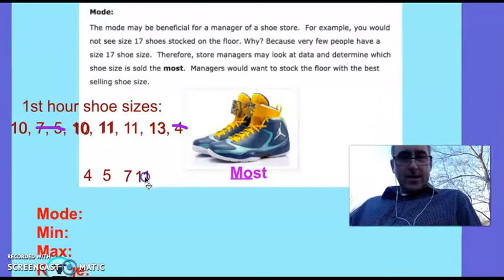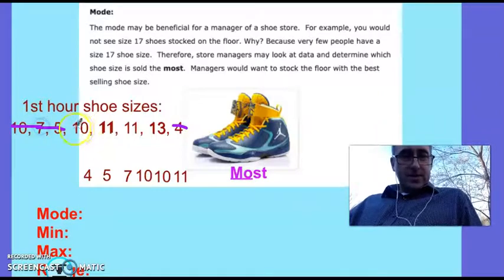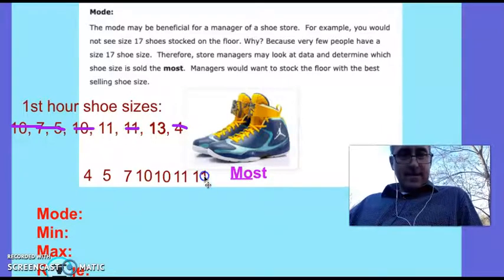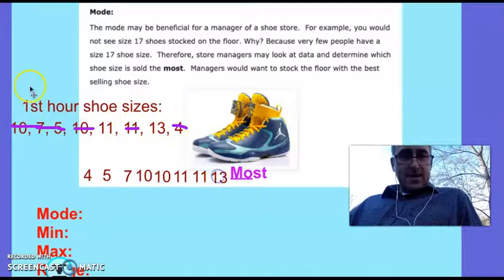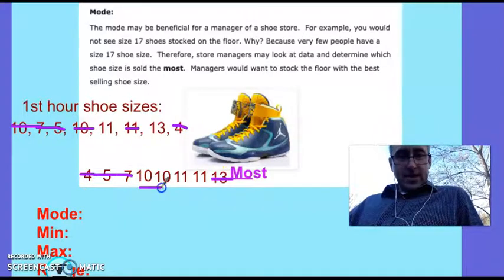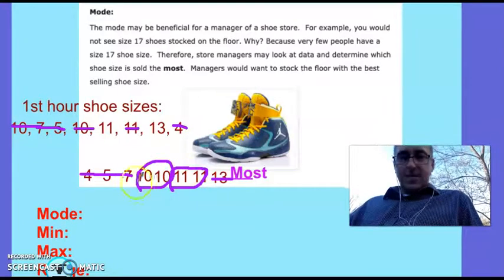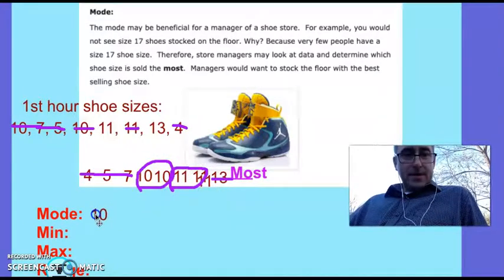What comes next? 11. Nope, it's 10, followed by 10. Don't want to confuse which 10s have been done. Then 11 and 13. So what appears the most? There's only one of these and one of those. It looks like I have 2 10s and 2 11s. There's a tie for mode, so we need to include both 10 and 11.